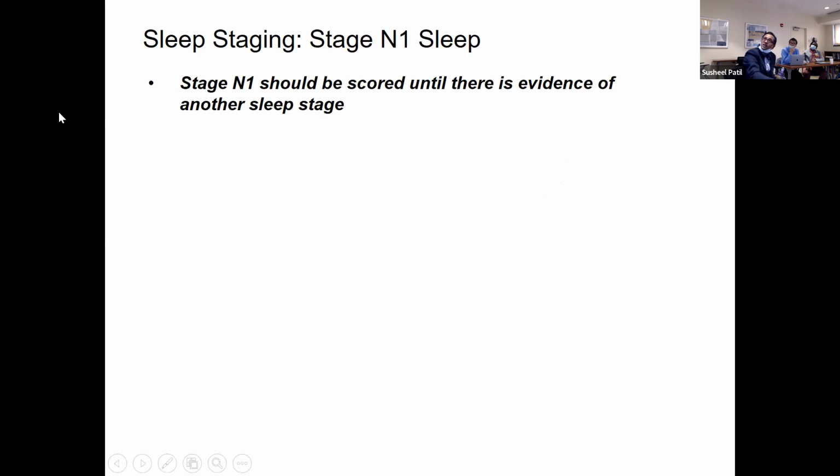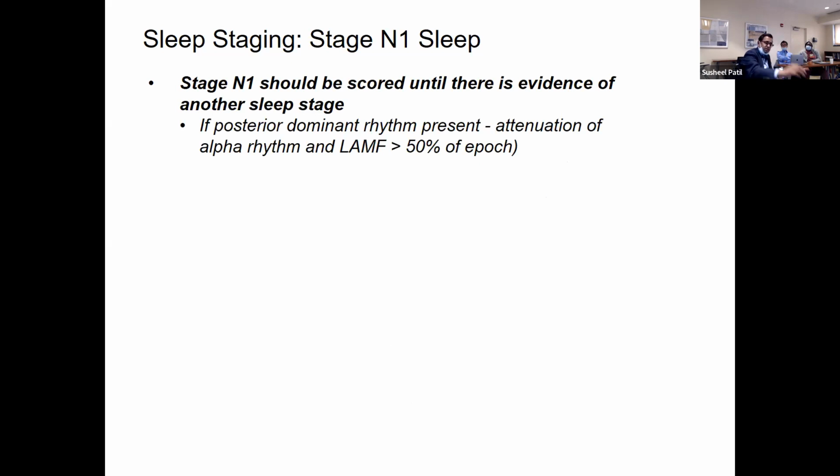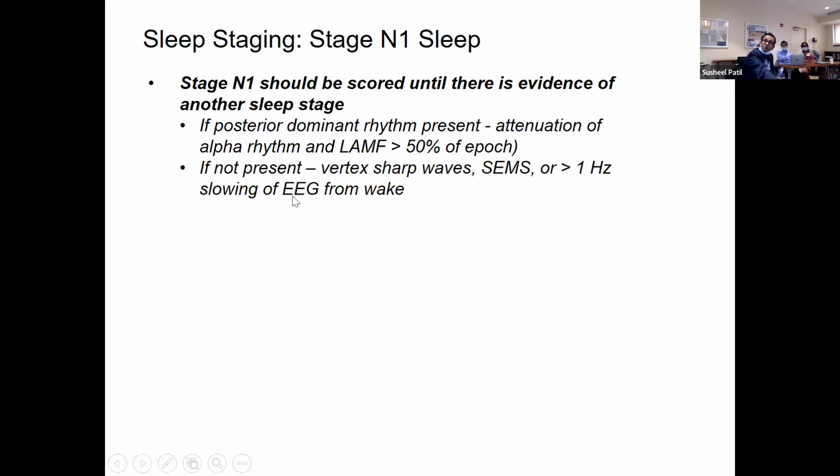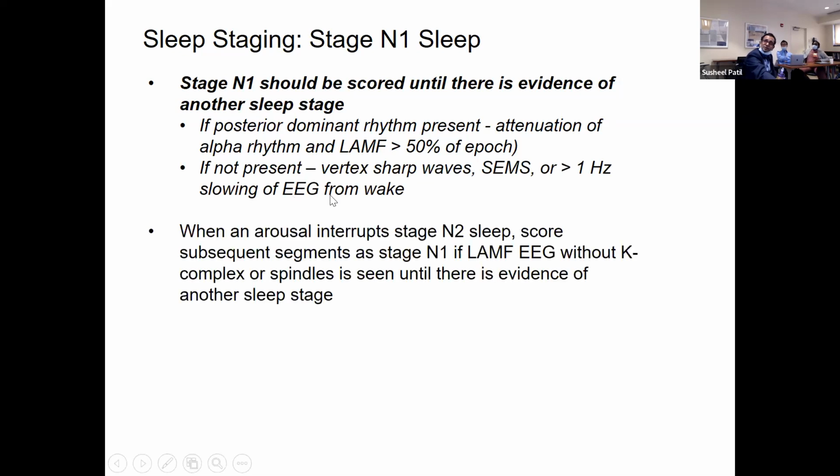So this is just staging N1 sleep. Some basic rules from the scoring manual. These are not all the rules, but basically, once you see N1 sleep, you keep scoring it until there's evidence of another sleep stage that predominates in a particular epoch. Like we said, you want to look for the posterior dominant rhythm, and the attenuation of it is going to signal that we have N1 sleep. If it's not present, you look for these other hallmarks that we mentioned.